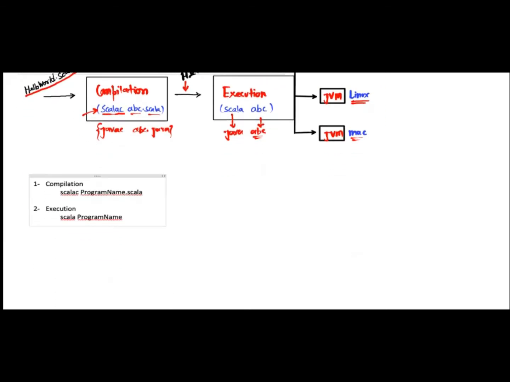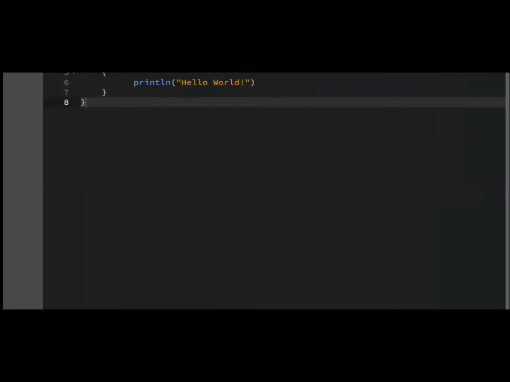We have already discussed this. Your program name would come first and then the .scala extension, and you have to use scalac for the compilation, and scala for running your class file. We will see what the class file is. I have written a basic code, I'll show you the code I have discussed. I have already written it, so just give me a second.